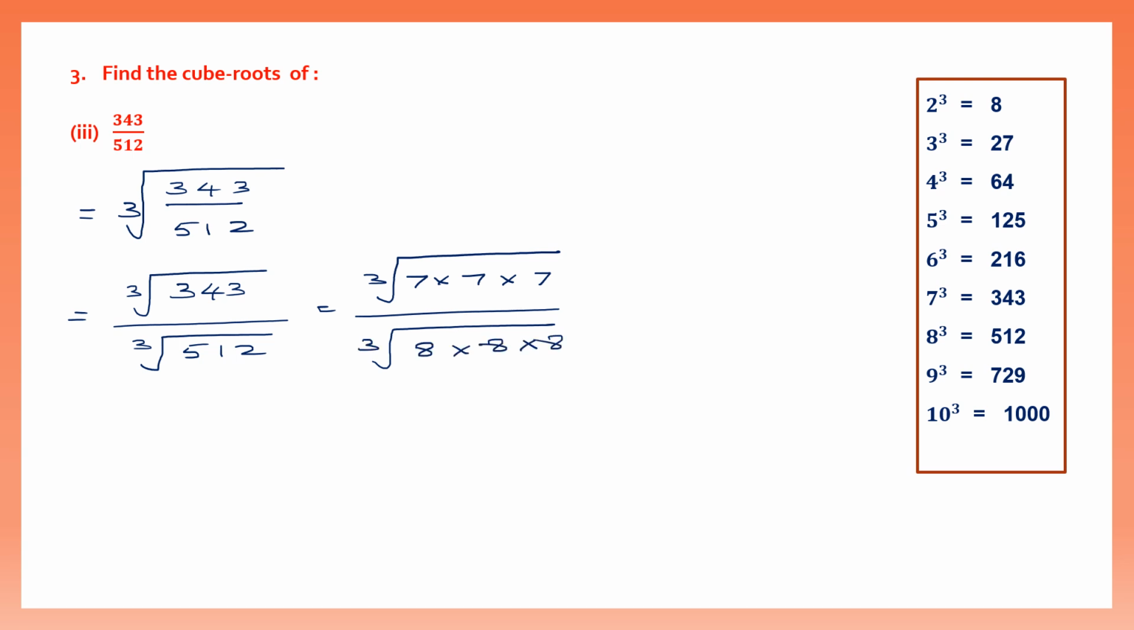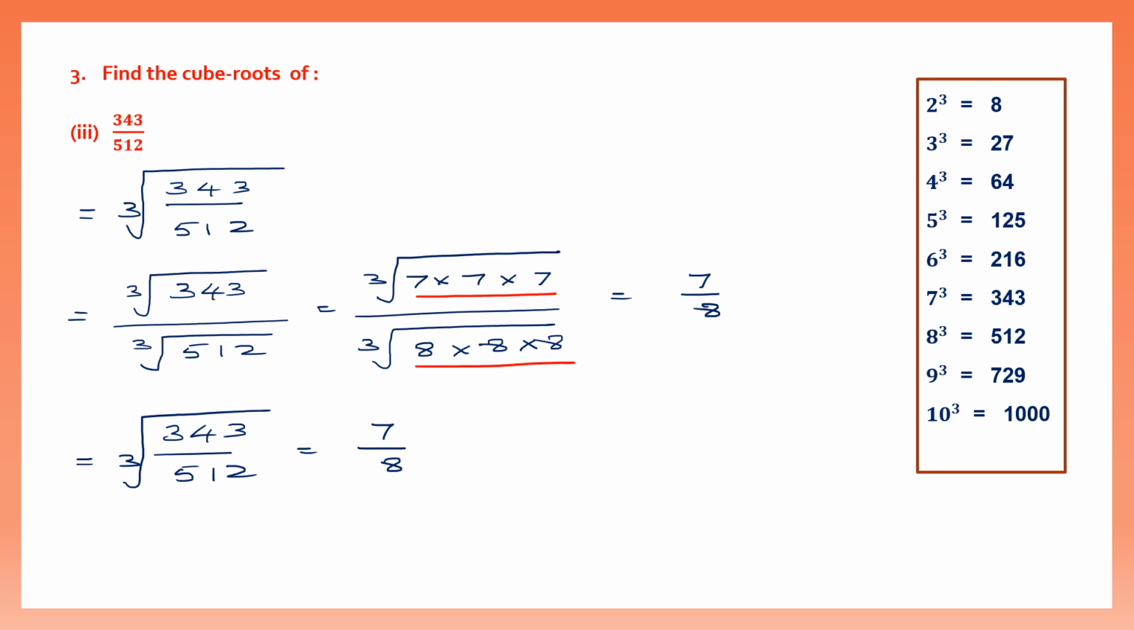Now here we're going to take one from each triplet. In the numerator we have 7, in the denominator we have 8. So we have found the cube root of 343 by 512, and that is 7 by 8. So this is our answer, 7 by 8.